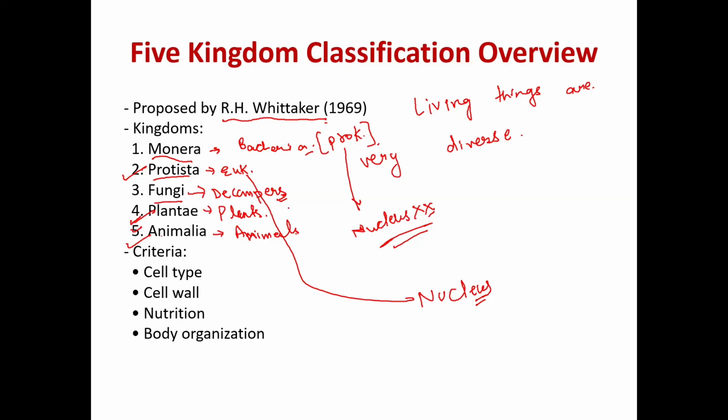Why do we do this? Why we classify into five kingdom? To make it easier to study organism. Yes, help to organize each and every organism.